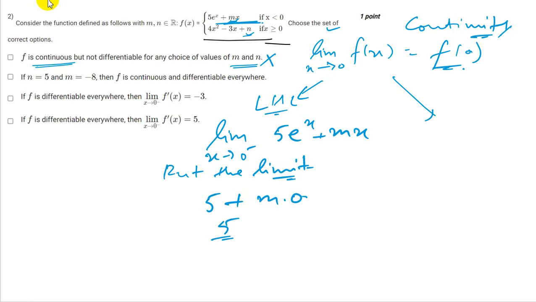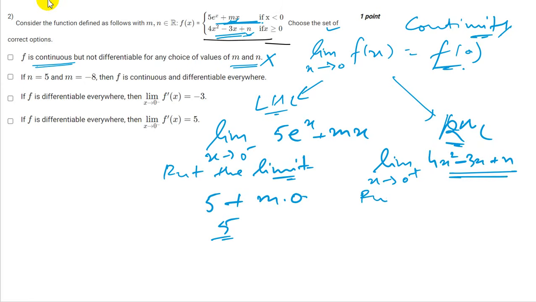Okay, now we are seeing the LHL, RHL. For RHL, what we'll be getting? Limit x tends to 0 plus, that means the value of x is approaching from the right side of 0. So we'll take this value of the limit, which is nothing but 4x square minus 3x plus n, and this would become, if we put the limit again, because there isn't any problem here, put the limit. Okay, we are just putting the limit and we are getting this will become 0, this becomes again 0, and n. So n is the, so the limit to exist, we need that 5 must be equal to n.